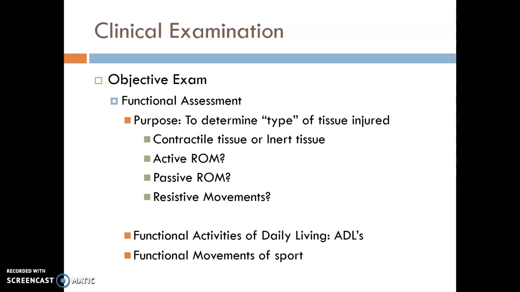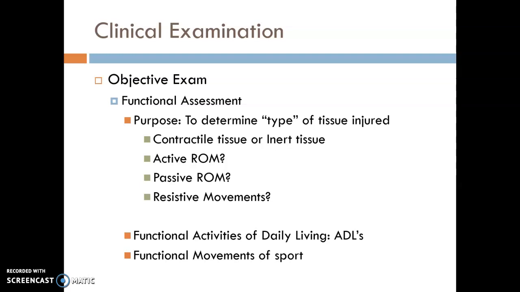So the purpose of this is to determine the type of tissue that's injured. So we have all different tests to make sure we can test muscle versus ligament versus tendon and really figure out what's going on. So we will test contractile versus inert tissue, which I'll go over in a minute. We will go over active versus passive range of motion.